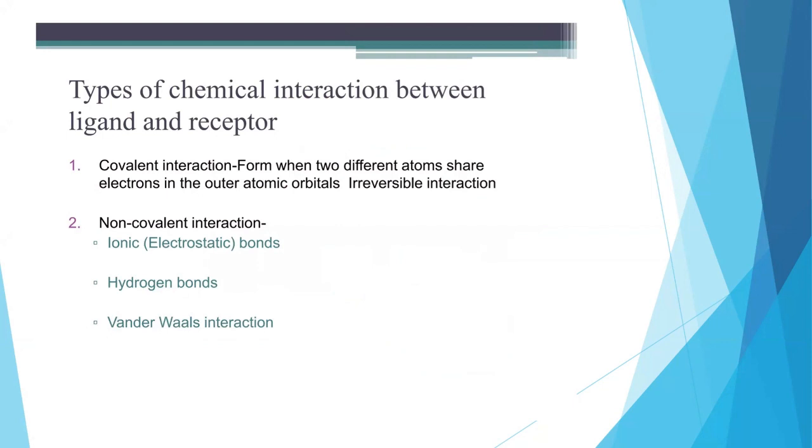Number one is covalent interaction, which is formed when two different atoms share electrons in the outer atomic orbitals, and this is an irreversible interaction. And then there is non-covalent interaction, which includes ionic bonds, hydrogen bonds, or van der Waals interactions.